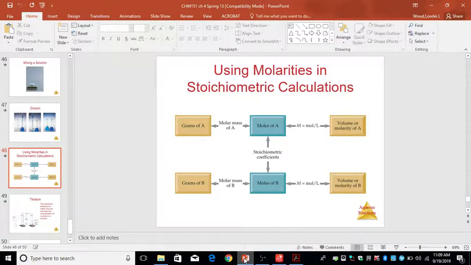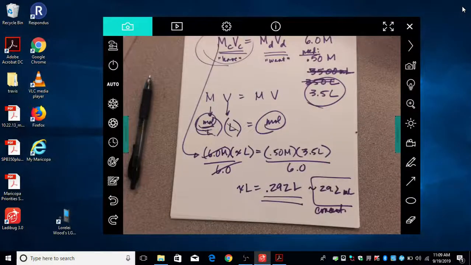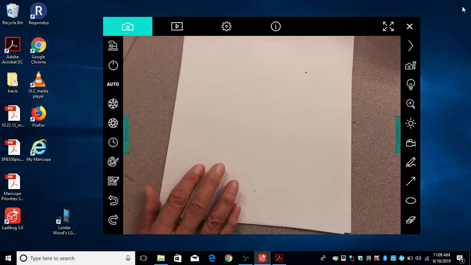And finally, we get to stoichiometry involving these kinds of things. Whoop, whoop. All right, let's do some stoichiometry. Hot diggity dog. This is my favorite stuff. I love math. Math is my thing.